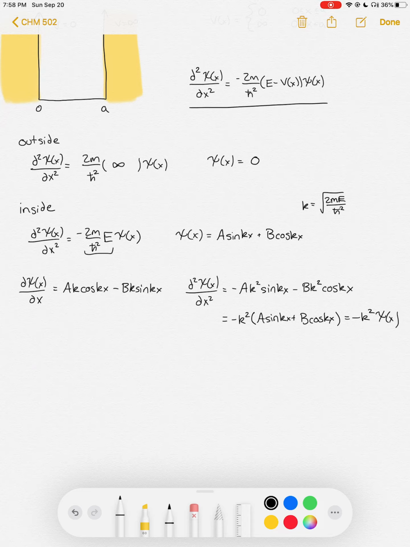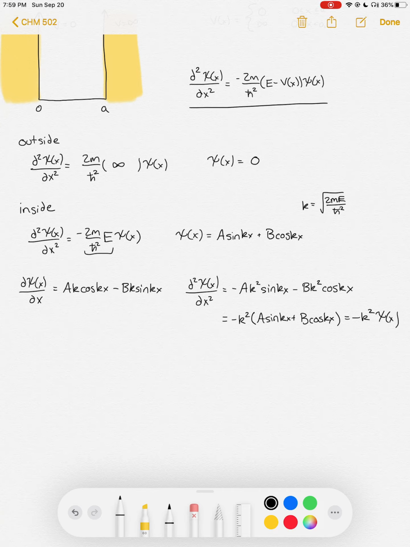So now we might want to know, well, what actually is our function? We have this k, we have A, we have B. What are these values? We can solve for these values by introducing boundary conditions. Our boundary conditions here are going to be that our wave function has to be 0 at the boundaries, because outside of the boundaries, our wave function is 0. So at the boundaries, it also has to be 0, so our wave function is continuous.